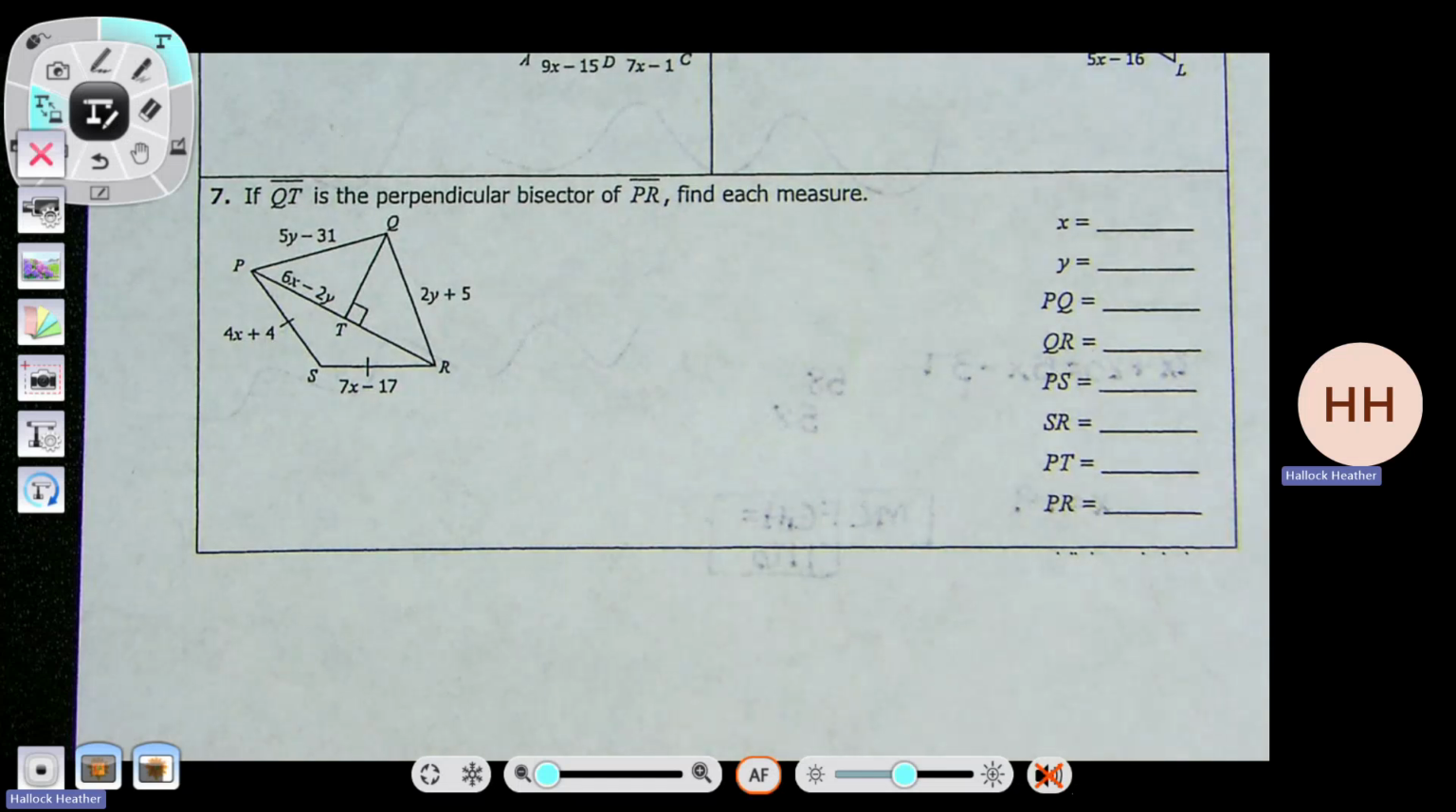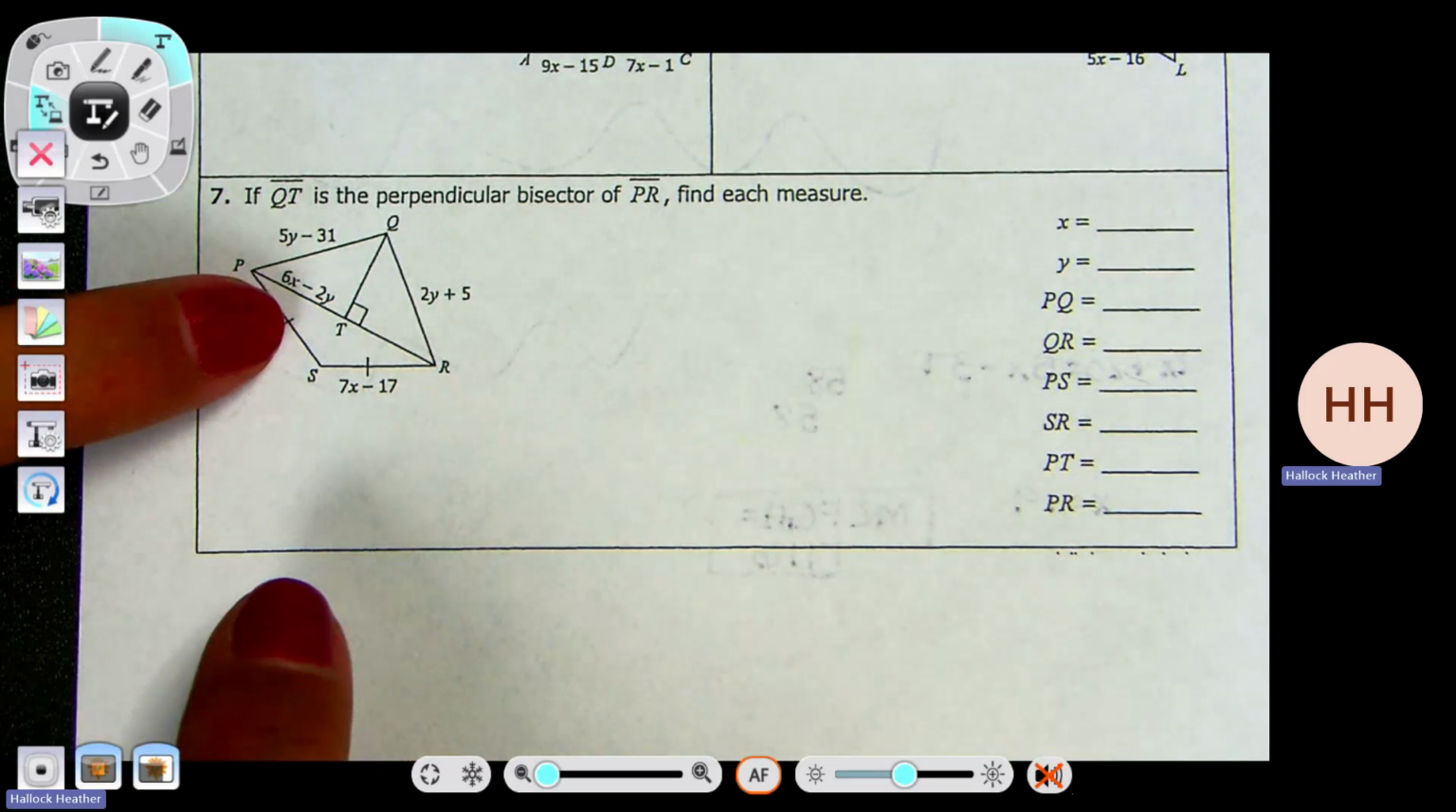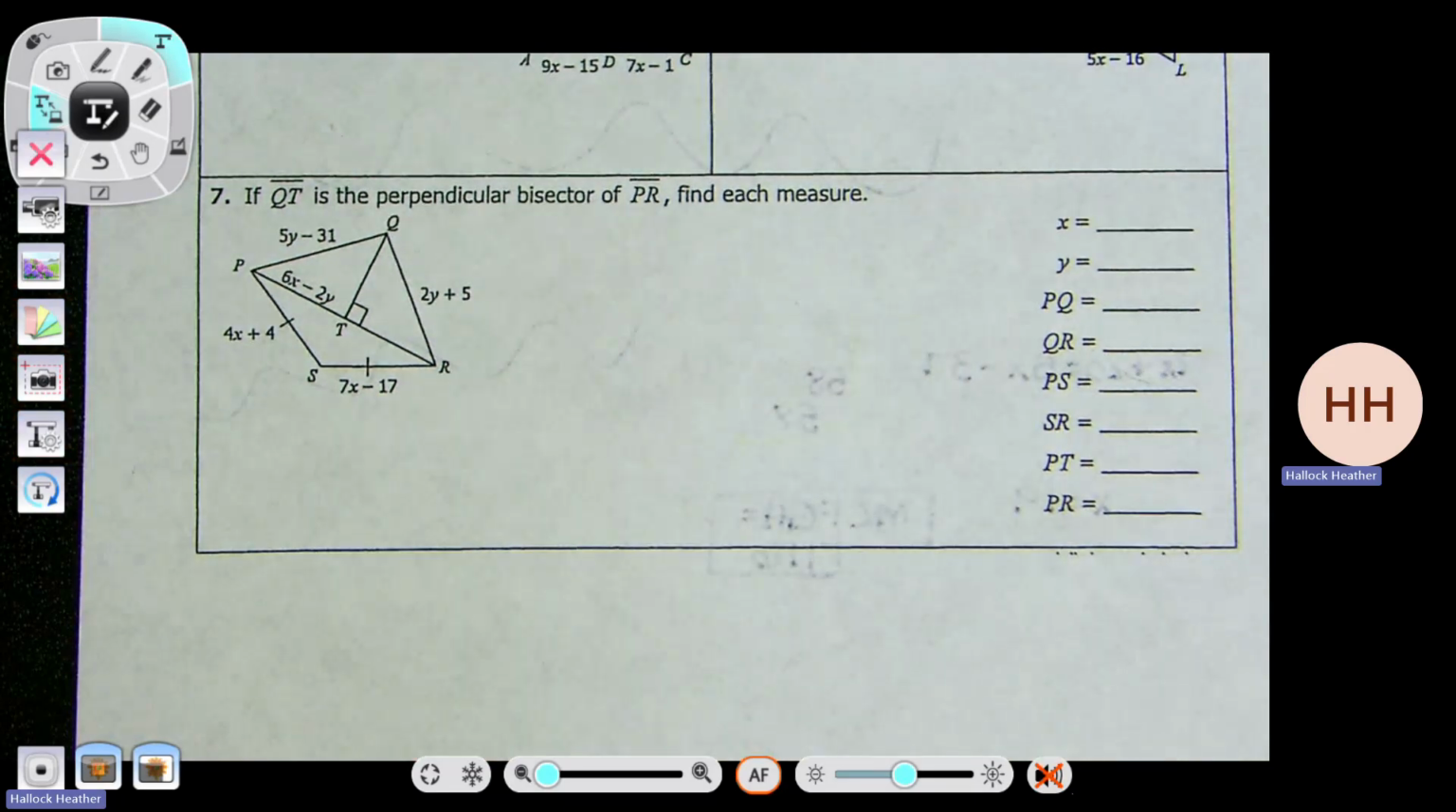It says if QT is the perpendicular bisector of PR, so this is splitting it. Because they're telling me this, although there's no markings, this is the perpendicular bisector. That means that this would be congruent to this. So we're going to find each measure. We're going to start with whatever it says, so it says X. Because there's 3 equations with an X, there's an X down here, and in the middle. Which 2 should actually be equal to each other?